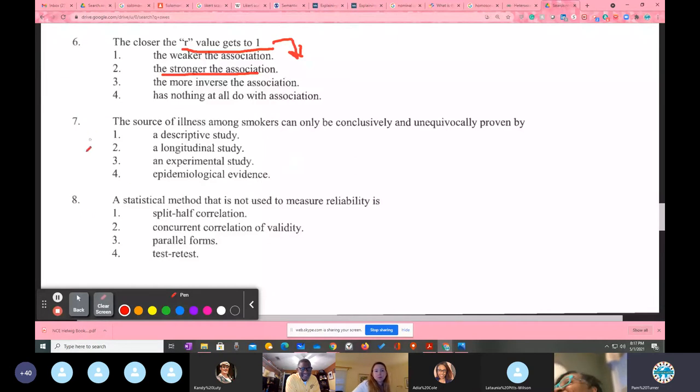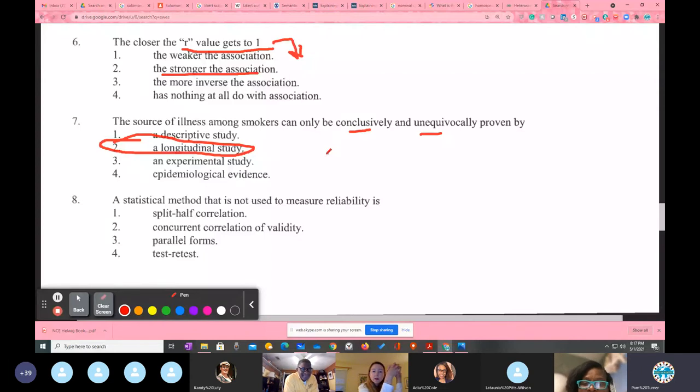Okay. We talked about number 7. The source of illness among smokers can be conclusively and unequivocally proven by what? I mentioned this before. Exactly. Longitudinal studies. I'm 55. Anybody remember there's a smoking pit in your high school? Oh, come on. I'm not the only old person in this room. Yes, there was a smoking pit. If you were 18, you could smoke in school. You hung out with the teachers.